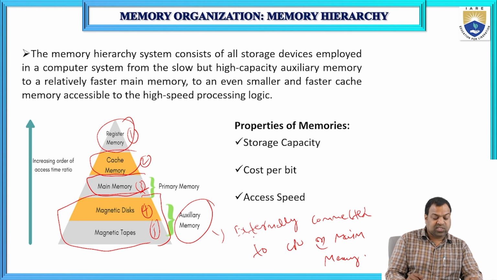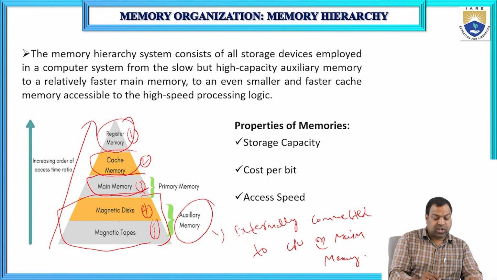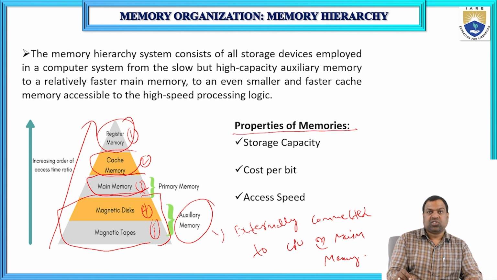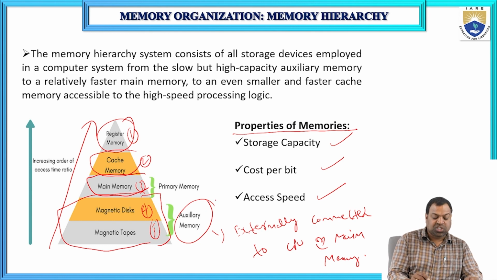So what is the access ratio? Increasing order, here bottom to top. So what is the increasing order of access time? Magnetic tape, magnetic disk, main memory, cache, like this. What are the properties of memories? Storage capacity, cost per bit, access speed. For this purpose, we are using memories. So which one is the fastest? Register memory is fast, the cache memory is better, and the main memory is somewhat better, and the magnetic disk and magnetic tape are very slow compared to main memory and the cache memory.